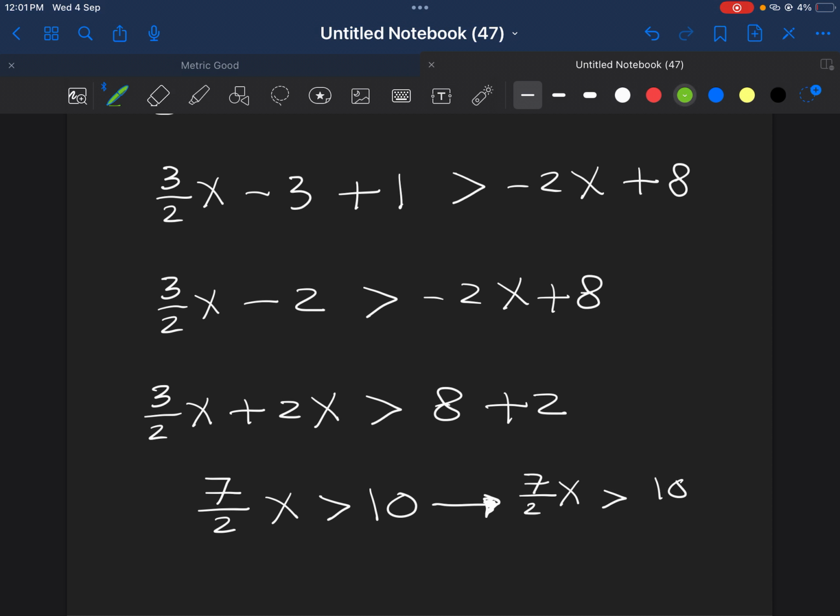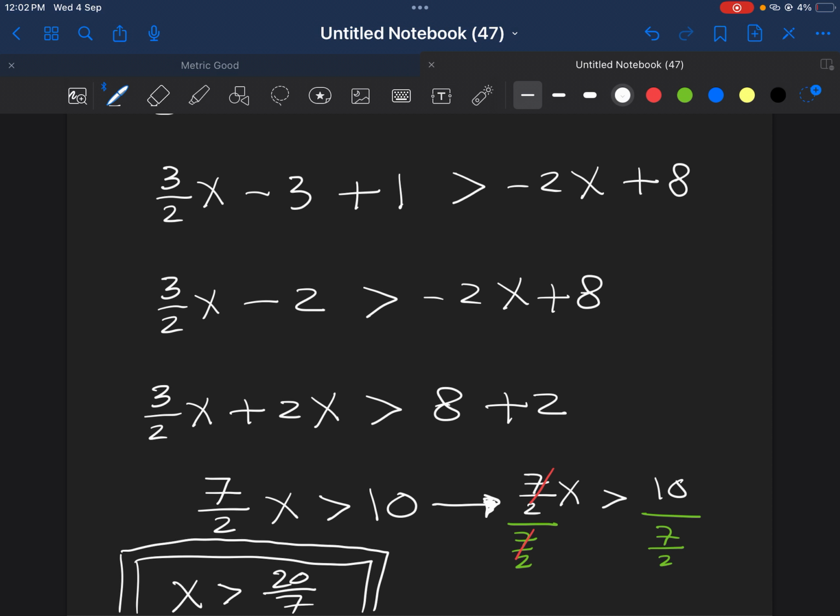Let's divide. Well, here you can use your calculator just to simplify things around. Of course, 7 over 2 will get cancelled, so we only get x greater than 10 divided by 7 over 2. This will only give me 20 divided by 7. That's the answer for the question. What we need to do next is write it in 3 ways: solution set, number line, interval notation.